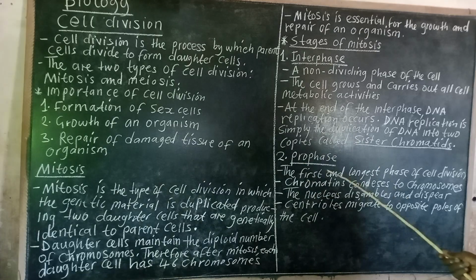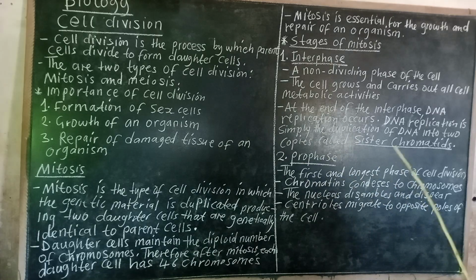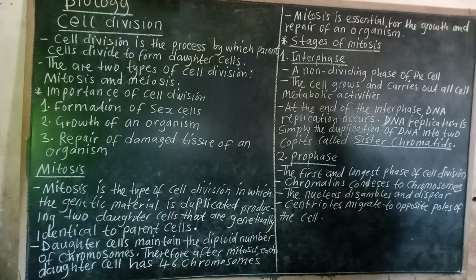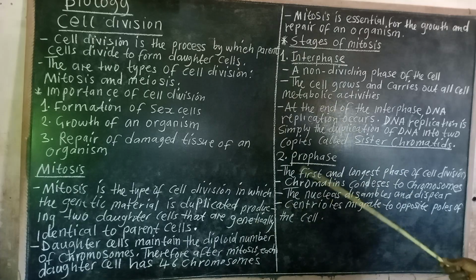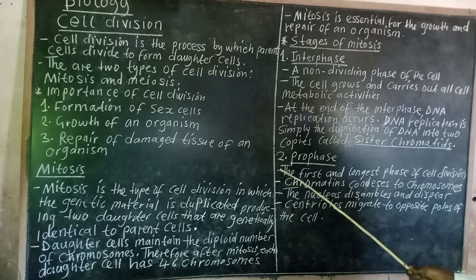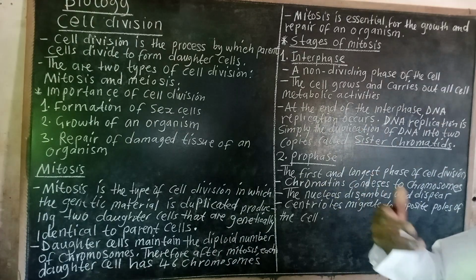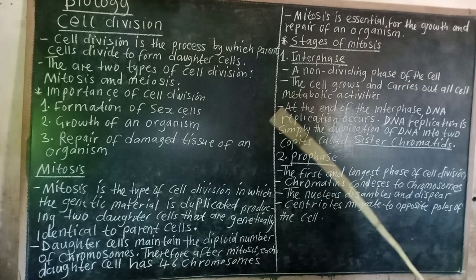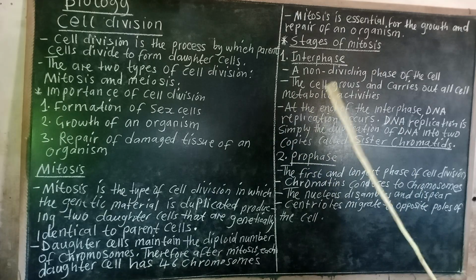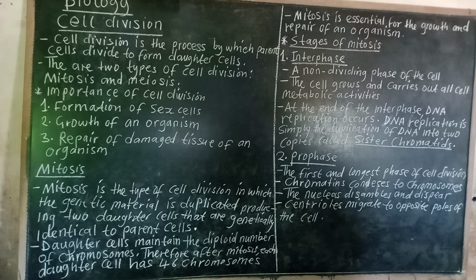Then the second phase or stage of mitosis is prophase. Point one under prophase: the first and longest phase of cell division. So this is the first and it is also the longest phase of cell division, which simply means it takes longer there.